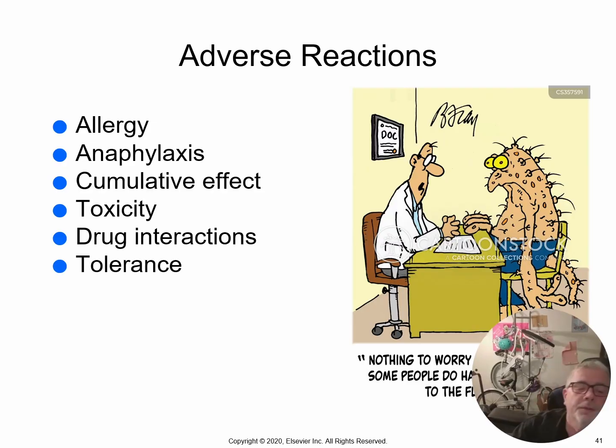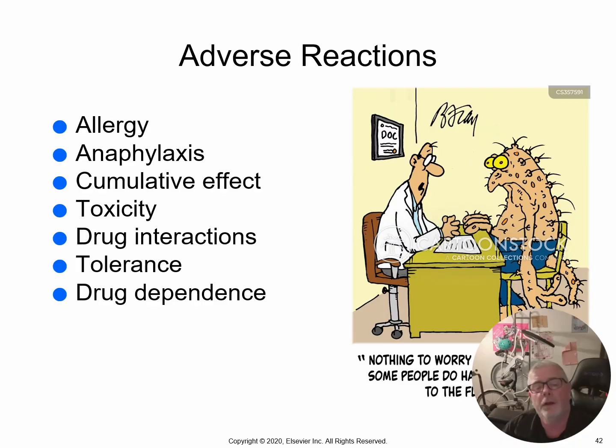After a while, a person may develop tolerance to certain drugs. In other words, needing more and more of a particular drug to elicit the same effect, because the body tends to downregulate the receptors upon which these drugs work. In which case that leads to drug dependence.